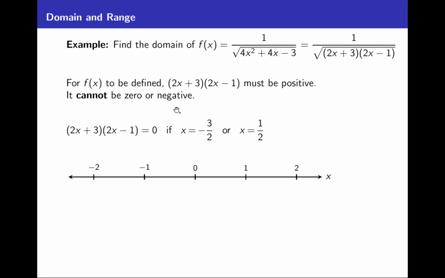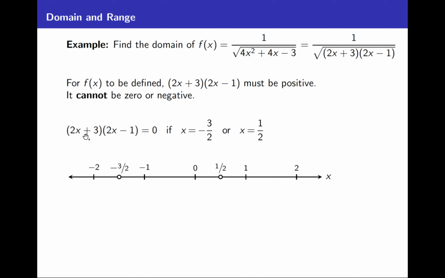But we also have to think about what values of x might make this product negative. We want to avoid those. We only want the product to be positive. And there's a standard way of doing this. You can take the x-axis and first of all plot these two values of x that make this product equal to 0. There they are, negative 3 halves and positive 1 half.